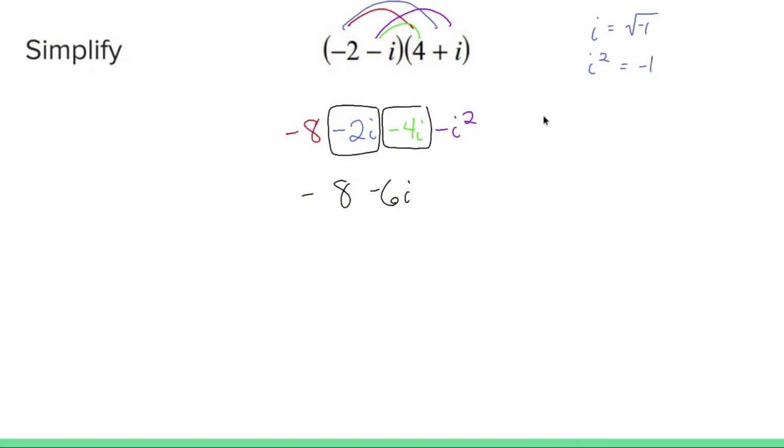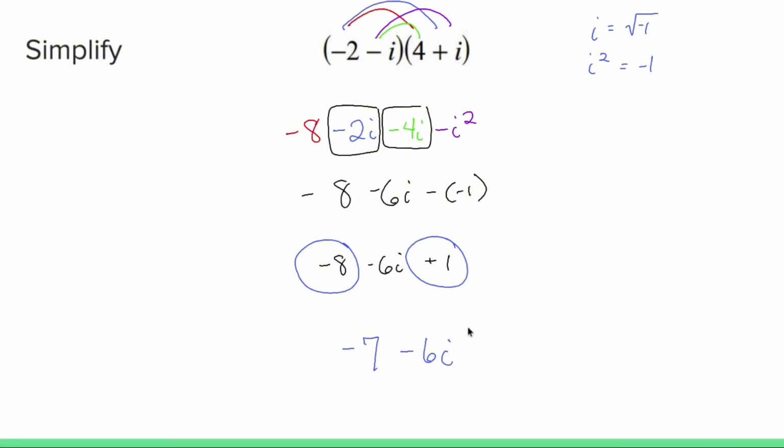But i squared, again, is negative 1. So this becomes minus negative 1. So we can clean this up to, okay, well, negative 8 minus 6i minus negative 1 is plus 1. And then you should realize that these two combine. Negative 8 plus 1 is negative 7. And then we have minus 6i. And that's the order that I'm going to leave it in because when you're dealing with imaginary numbers, you want to have the imaginary number second and the real number first. And that's what we end up with.